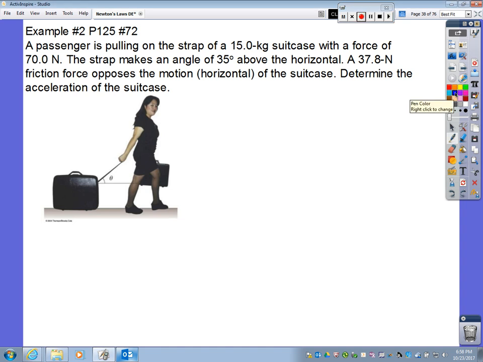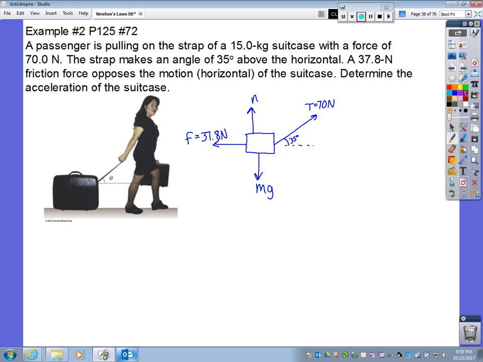So again, we're starting with the free body diagram. We've got gravity, normal force, friction, and we've got this tension that is at an angle. We're interested in the horizontal motion, so we're interested right now in the horizontal forces. The friction force, they told us the magnitude, 37.8 newtons. The tension is 70 newtons, but it's at an angle of 35 degrees.